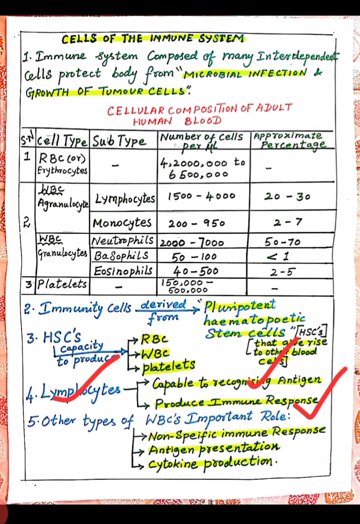Other types of WBCs play an important role in our body. Their role: number 1, they produce non-specific immune response. They act in antigen presentation. They produce cytokines, which are chemical signals. Once again, I repeat: the other types of WBCs have an important role in non-specific immune response, antigen presentation, and cytokine production.